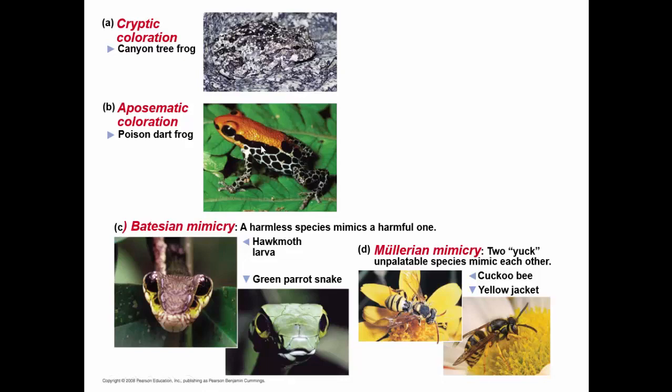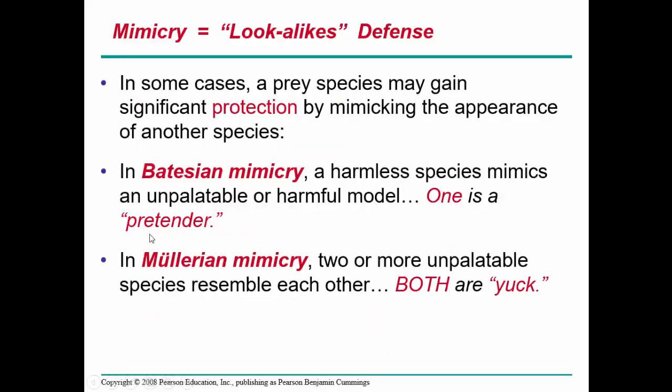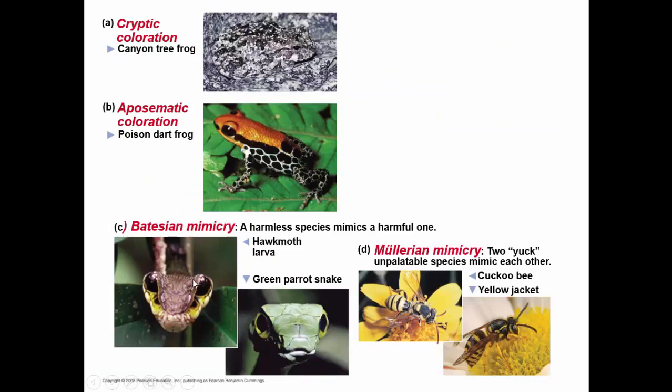Another type we have is what we call mimicry. We have two types of mimicry. The first one is Batesian. Batesian mimicry is a condition when one animal tries to imitate a dangerous species. For example, this is a caterpillar, but it resembles a snake. So that's why we call it imitating the dangerous. So this is the Batesian mimicry.